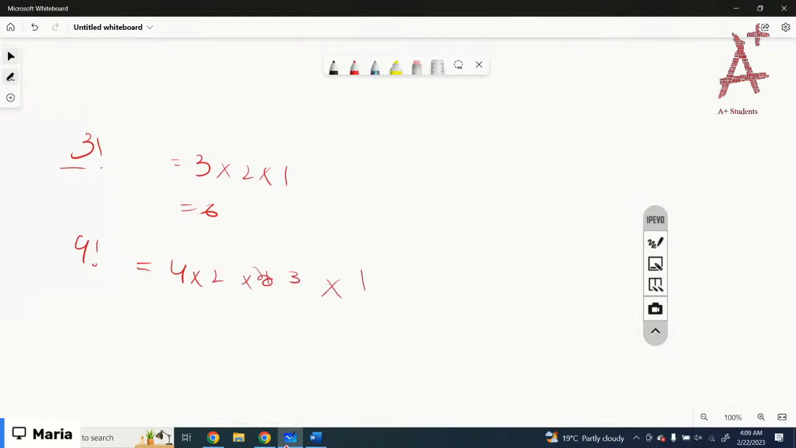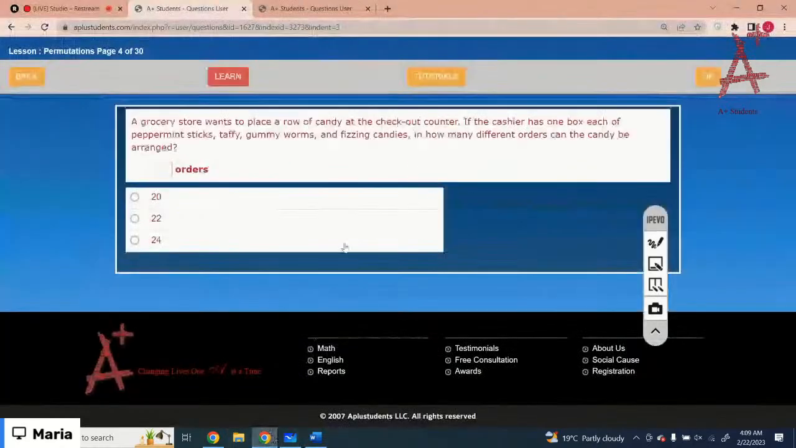Got it? So it will be 4 times 2 is 8 and 8 times 3 is 24. That means 4 factorial equals 24. So she has 24 different orders that can be arranged. Got it?